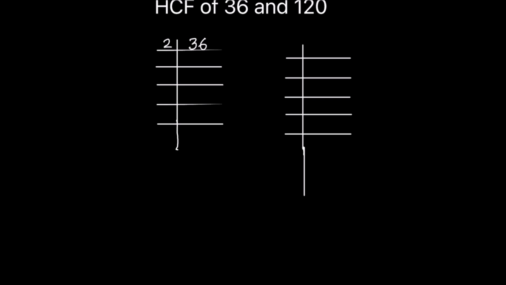36 is an even number. It is easily divisible by number 2. 2 times 1 is 2. 1 is remainder. This becomes 16. 2 times 8 is 16. Again we can divide by 2. 2 times 9 is 18.